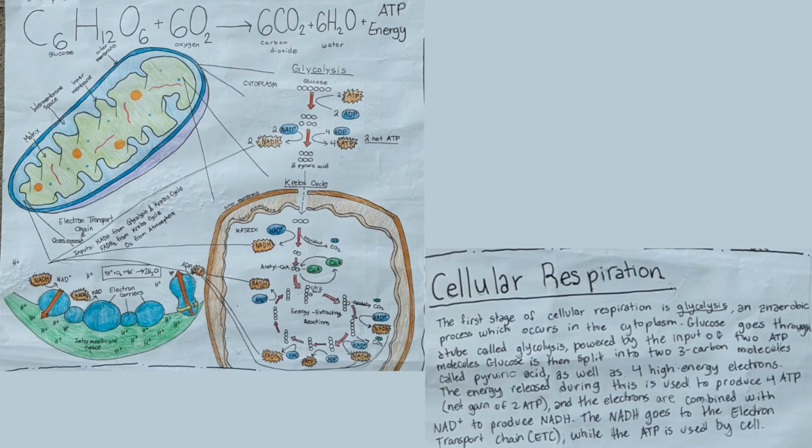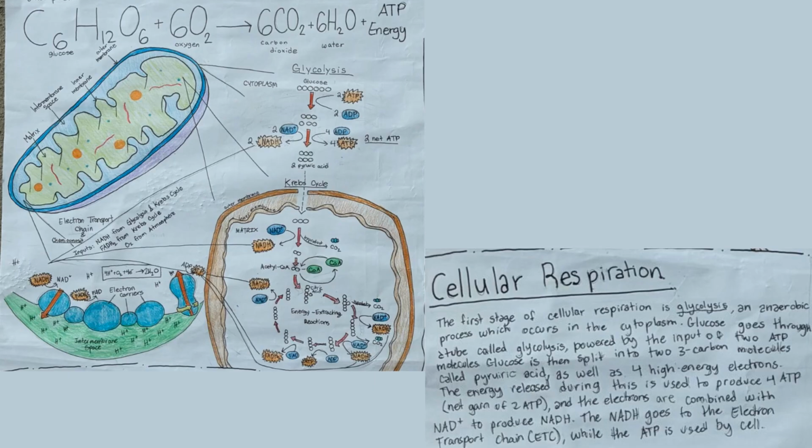It occurs in 3 stages: glycolysis, the Krebs cycle, and electron transport chain plus chemiosmosis. The first stage of cellular respiration is glycolysis, an anaerobic process which occurs in the cytoplasm. Glucose goes through a tube called glycolysis, powered by the input of 2 ATP molecules. Glucose is then split into 2 3-carbon molecules called pyruvic acid, as well as 4 high-energy electrons.